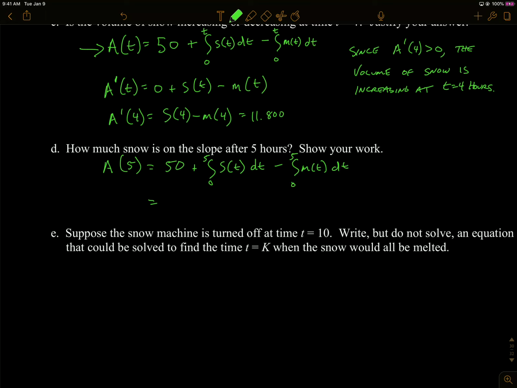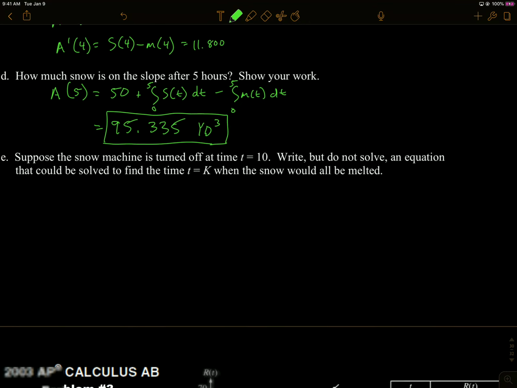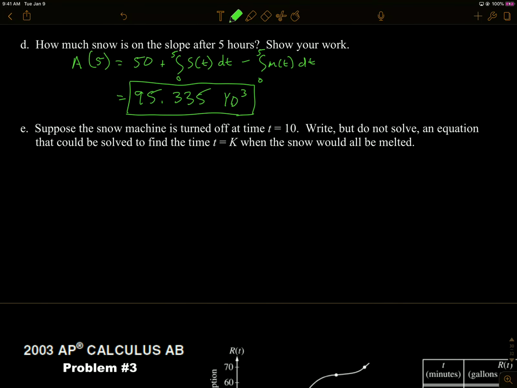You can do that in your calculator because, again, we have these in Y1 and Y2. You get 95.335 cubic yards. That is an amount because 50 is an amount, and then these integrals represent a change in amount. So we have an amount. They're no longer rates. When we integrate them, we take the rate off them.